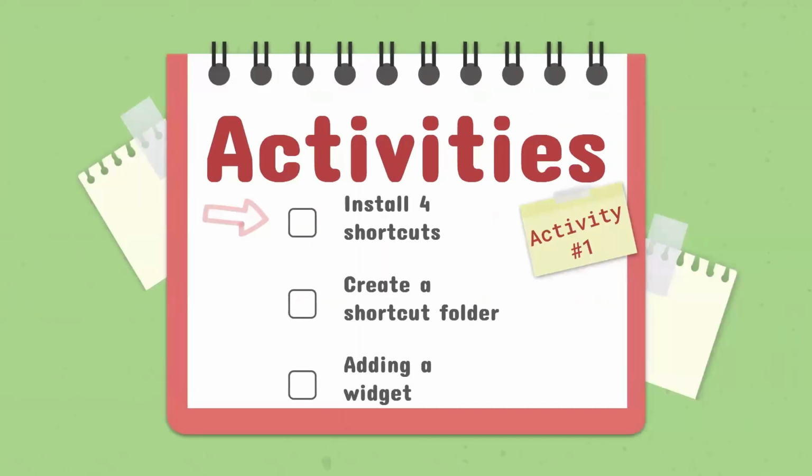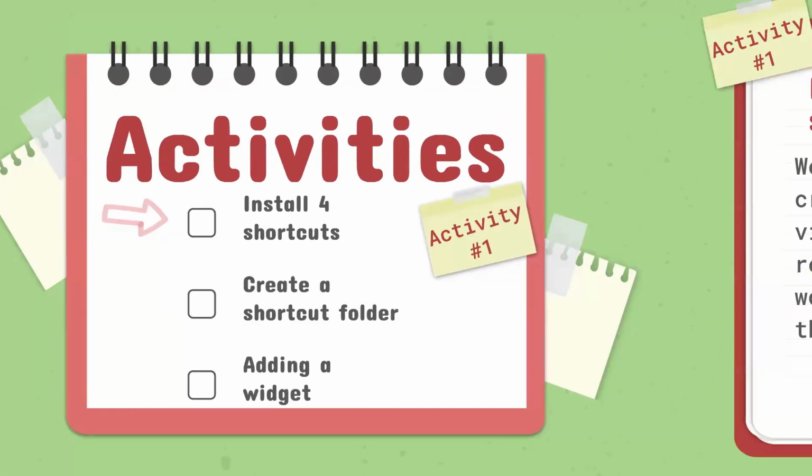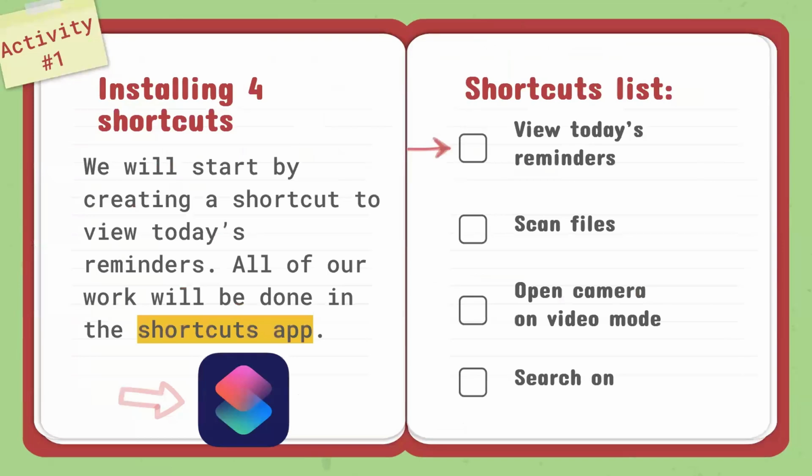So we're going to be going through four easy shortcuts first that you can set up pretty quickly on your iPhone. Feel free to follow along if you want to. For iPhone shortcuts, everything we're going to be doing today is done through the Shortcuts app. You can see the logo here, so you should be able to find it on your iPhone. It looks like two little colored squares on top of each other.